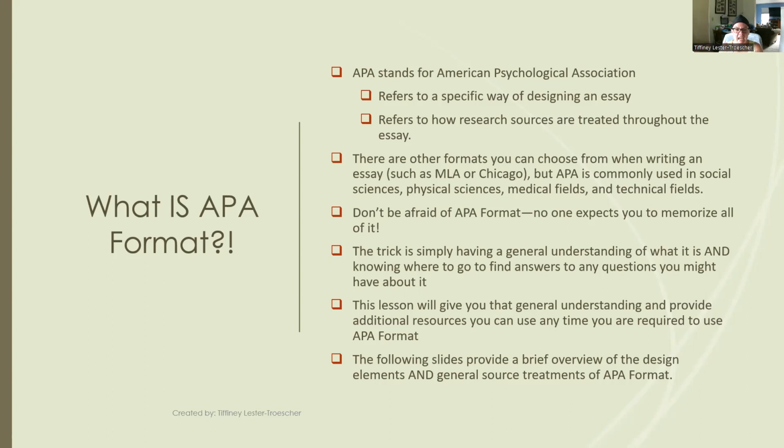We don't necessarily care how old the source is, because someone who wrote a paper in 1930 about Hamlet, that information is still relevant to how we interpret Hamlet today. So in MLA, we don't care about the year. So we use page numbers instead.